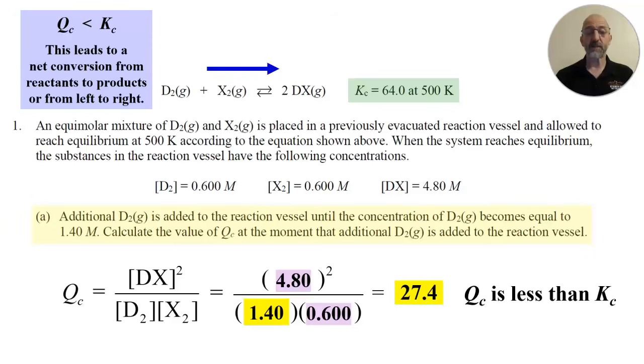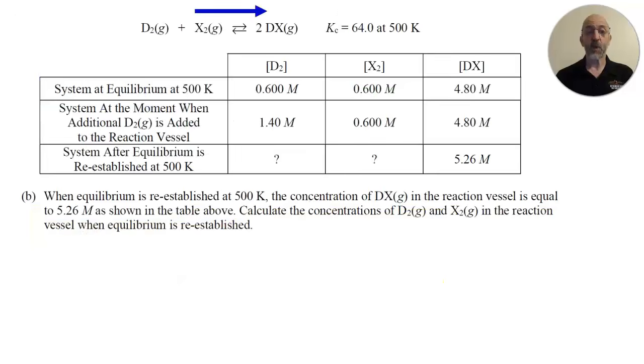So now let's move on to part B of this question, and we'll see what happens as equilibrium is reestablished for this system. So here is part B. We are given a data table, and we can see that in the data table there are two question marks. That is what we need to determine in part B. It says, when equilibrium is reestablished at 500 Kelvin, the concentration of DX, which is the product, in the reaction vessel is equal to 5.26 molar, as shown in the table above.